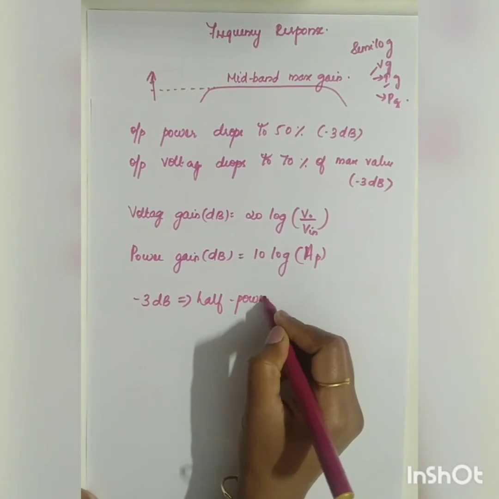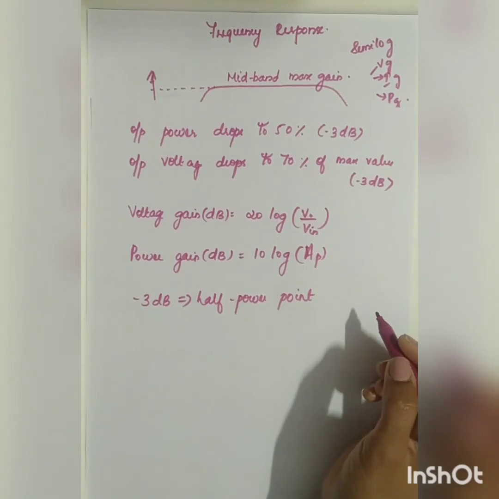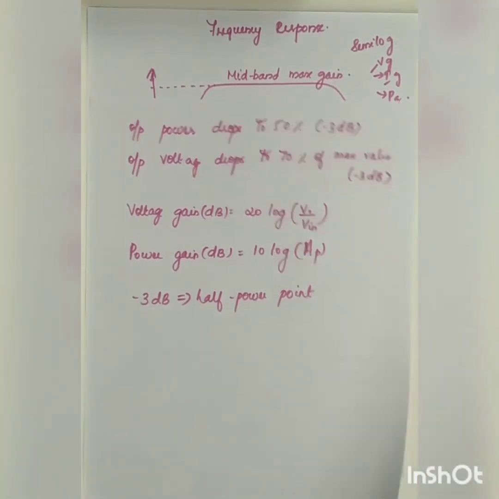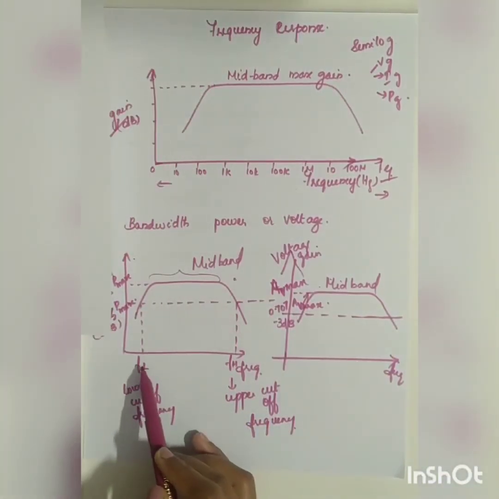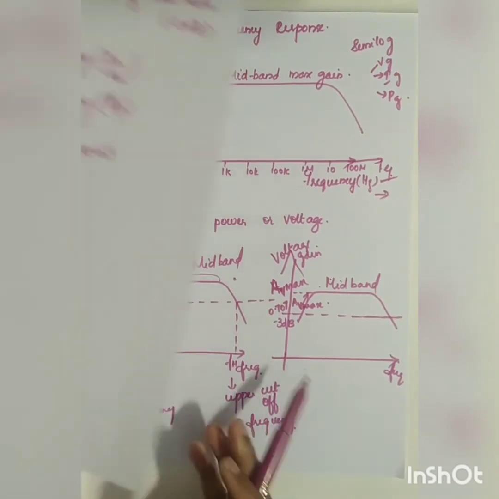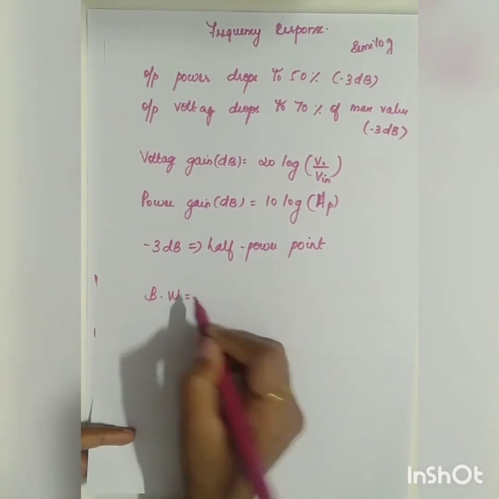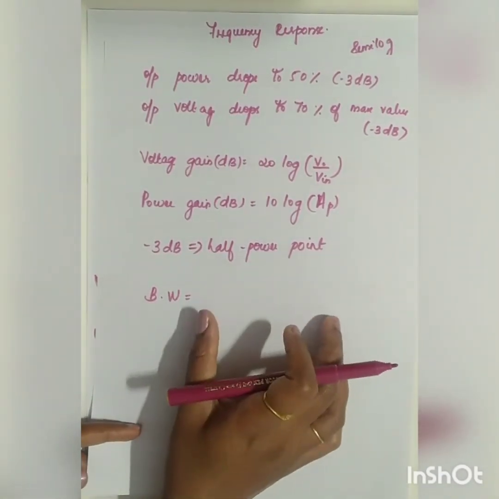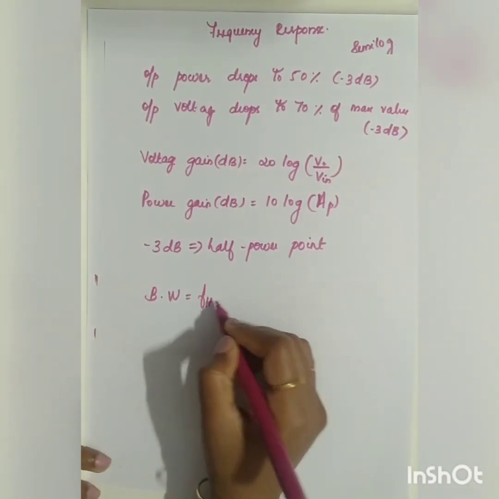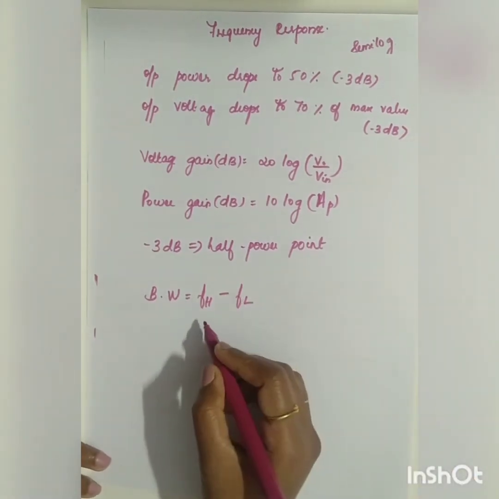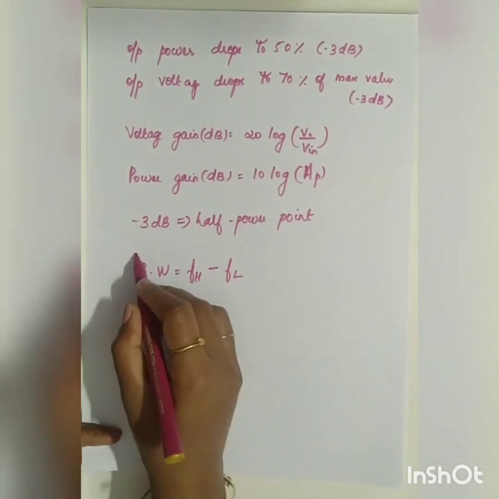Half power point. What is the reason? Because the power will be half of its maximum value. So these 2 points, the minus 3 dB points, are called your half power points, at which you get your lower cutoff frequency and upper cutoff frequency. Now your bandwidth is given as the range of frequencies where your amplification will be done. It is given as FH minus FL, the difference between your upper cutoff frequency and the lower cutoff frequency gives your bandwidth.